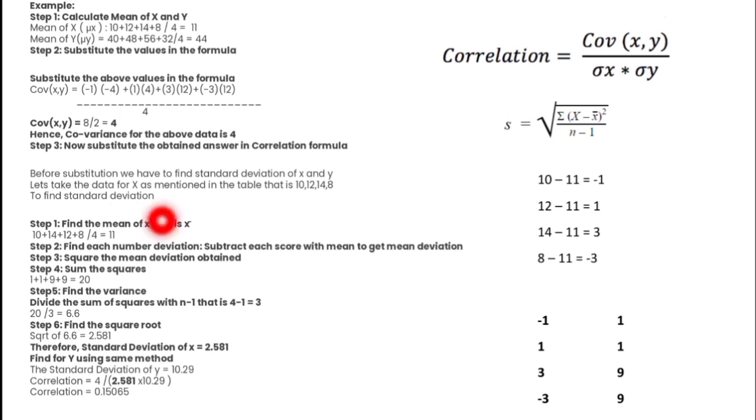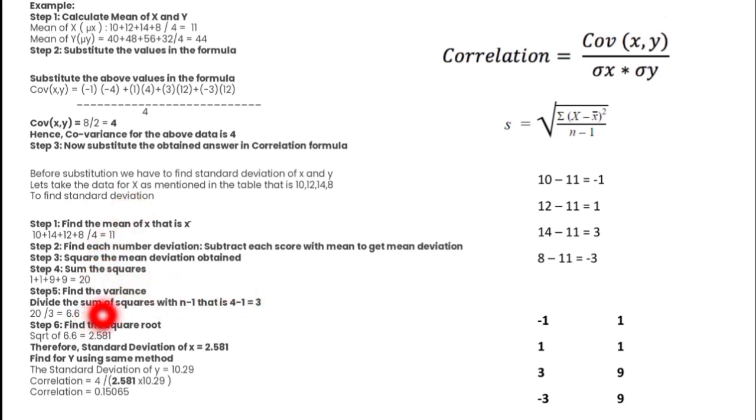Now find the mean deviation. I already found out the sum of the squares, which is 20. Why do we find the sum of the squares? Summation, that's why. So the sum of the squares is 20. I found it by adding 1 plus 1 plus 9 plus 9. Getting my point?